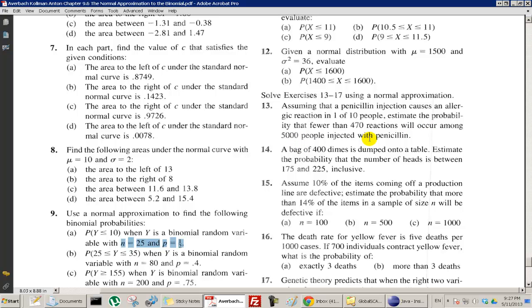So this is a random variable. Remember, the trial is giving the injection to one person. We repeat that trial with 5,000 people, or in other words, we repeat that trial 5,000 times. So n is 5,000, and we're going to say, kind of strangely, that success is a reaction, an allergic reaction is success. Okay, so that we can figure out the probability that that is less than 470.